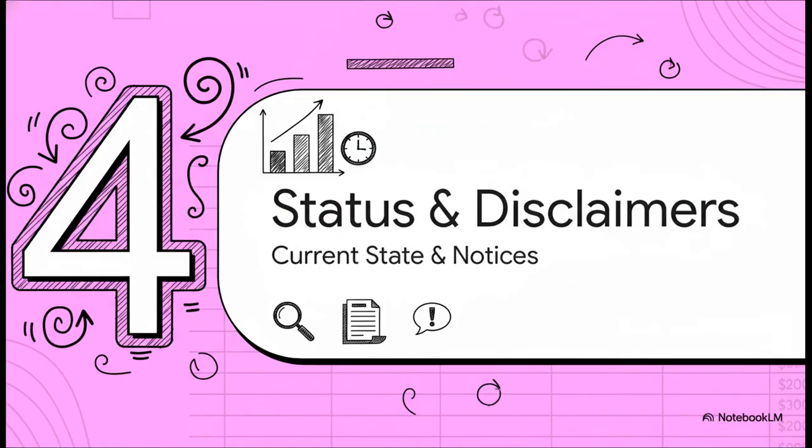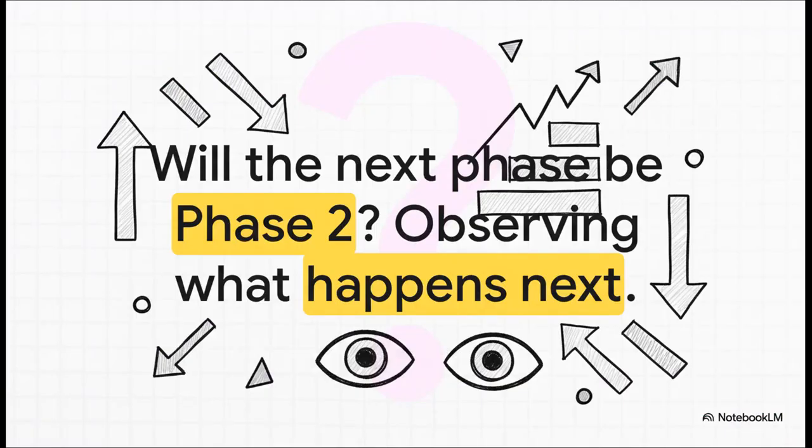So that brings us right up to speed as of March 31st, 2026. Let's take a quick look at the current status of this cycle and, of course, cover some very important disclaimers. The documentation leaves us hanging with this question: will the market now circle back to complete phase 2? The whole purpose of this case study is to just keep watching and documenting what the market does next.